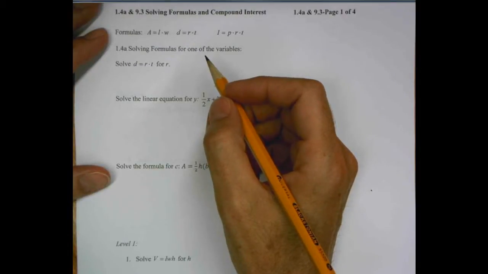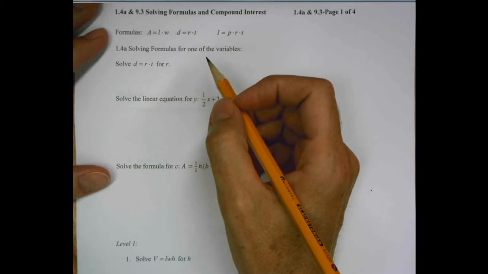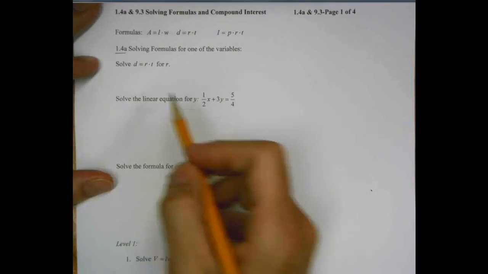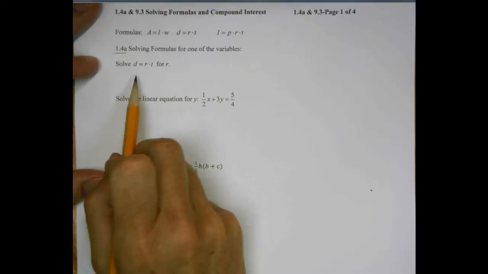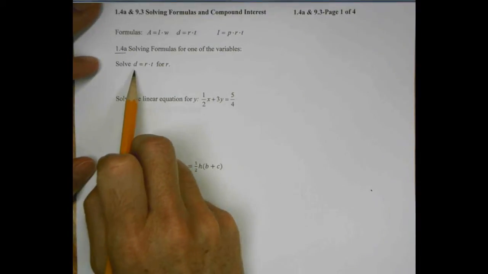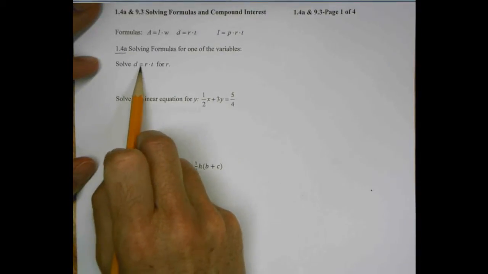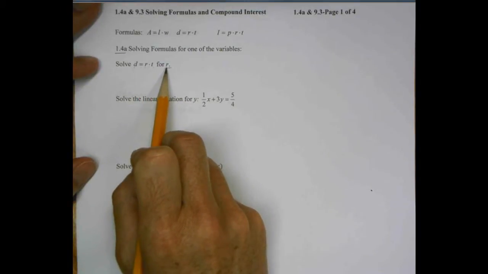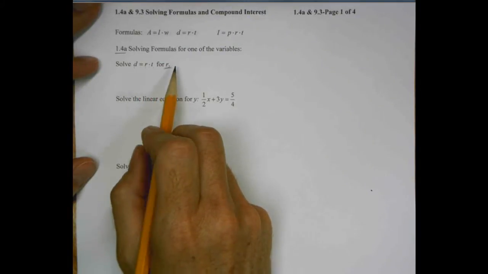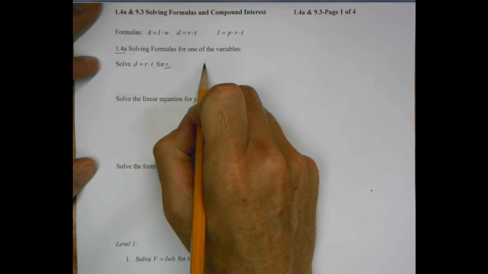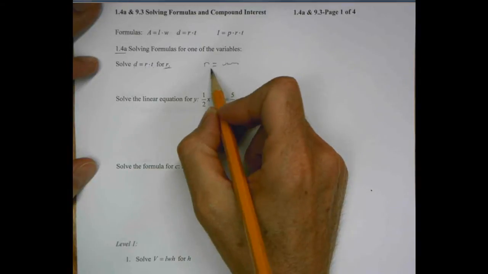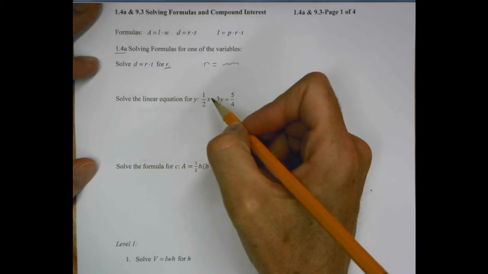I'd like to show you how to solve formulas for one of the variables, and this will be 1.4a when you get onto Hawks. A very simple formula that you can solve for a variable is distance equals rate times time. And we want to solve that for r, which is rate. So that means I want to end up with r equals and some business on the right hand side, but I want only r on the left hand side.